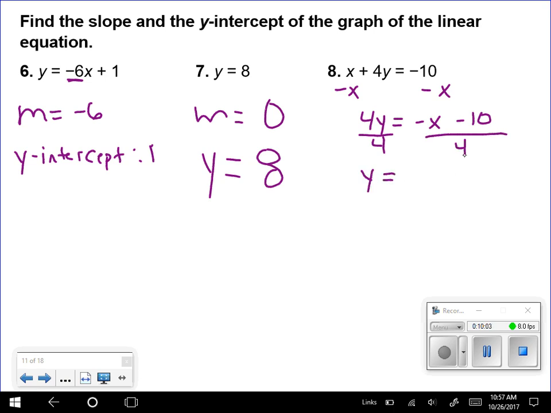So now, okay, if I separate this out, I get negative 1/4 x minus 10 divided by 4, or 5 halves, or 2 and 1/2. Either way. So your slope is going to be negative 1/4, and your y-intercept is going to be negative 2.5 or 5 halves. So you may have to manipulate your graph a little bit to kind of make it work.